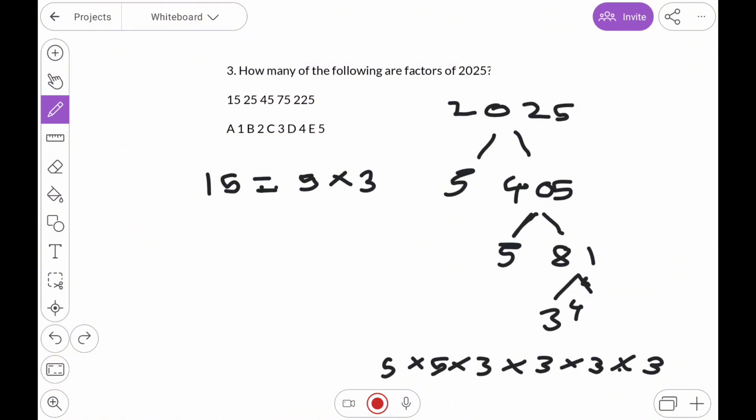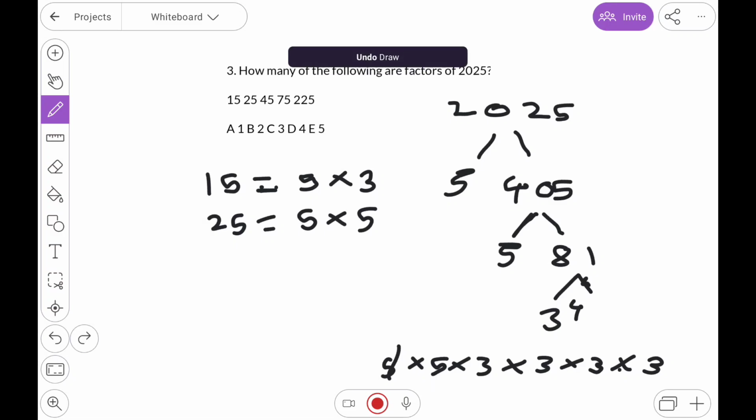Next, we have 25. 25 is 5 times 5. So, let's get rid of 5. Okay, 3 to the power of 4 is left, which means 25 is a factor of 2025. So far, 2 have been factors.